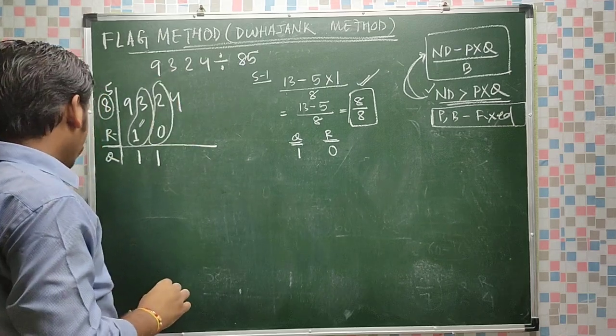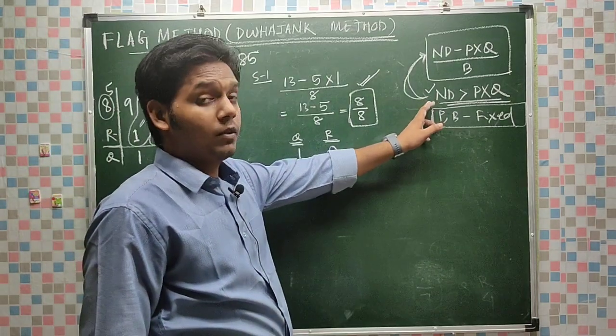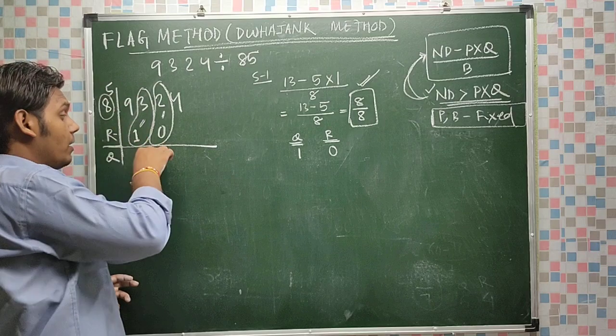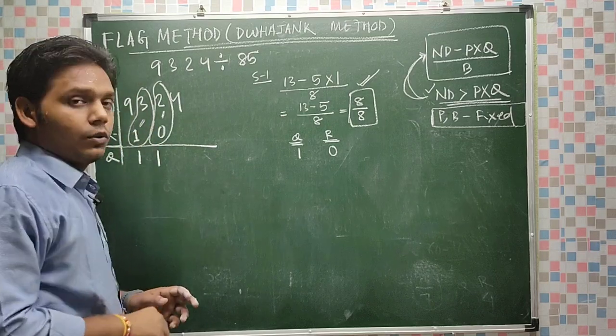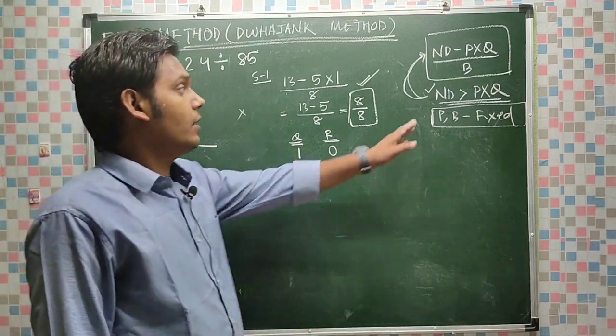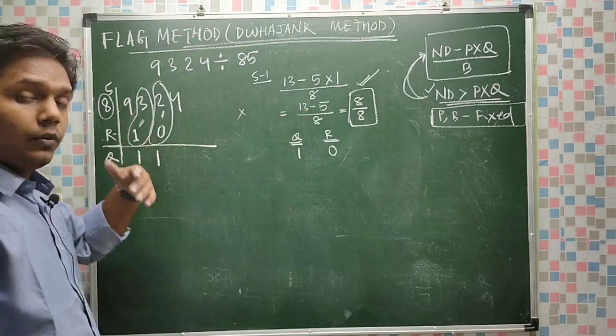The new dividend will be 2. But you have to satisfy this formula each time. New dividend 2 is less than the product 5 into 1. So thereafter you cannot do the number. If this condition is failed, then you cannot proceed.